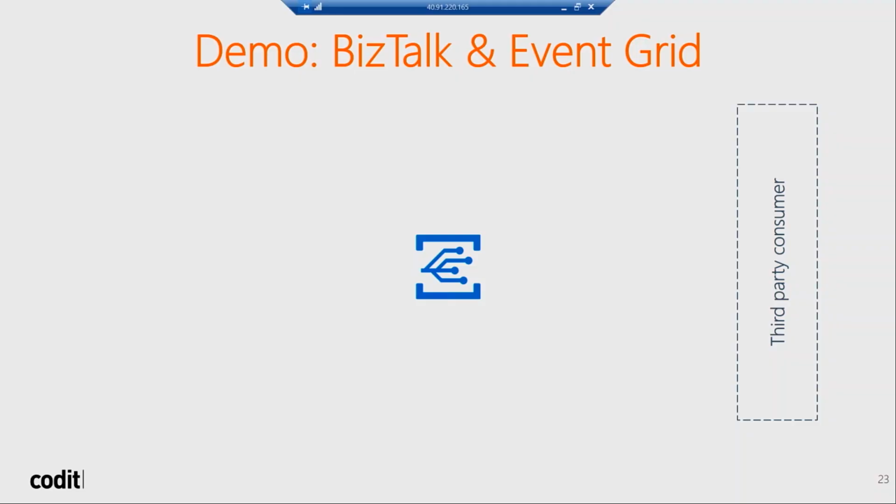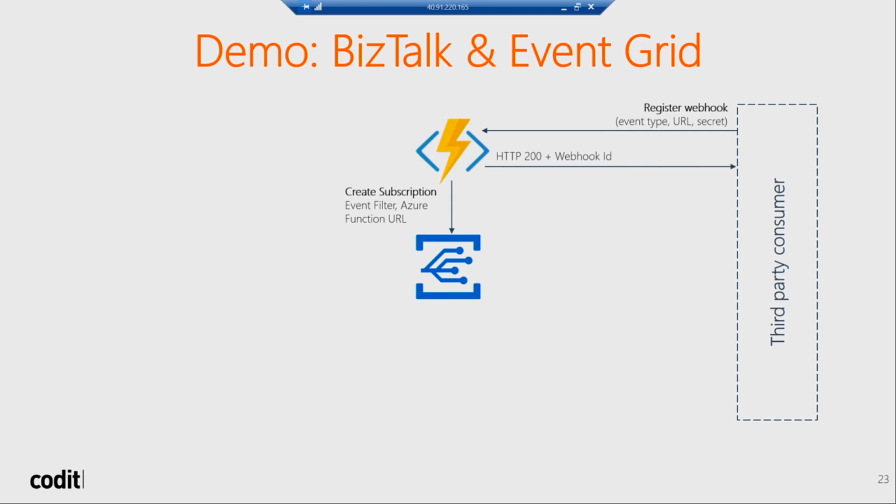So let's go into the demo right now. In my demo, I will have an API where you can register for webhooks. Under the hood, I will use Azure Event Grid, but I will shield that away from my customers. And the events will originate from BizTalk. So on the right side, we have our consumer, the third-party consumer. And it calls an API, which is actually underneath an Azure function. And in the register webhook, you give an event type.